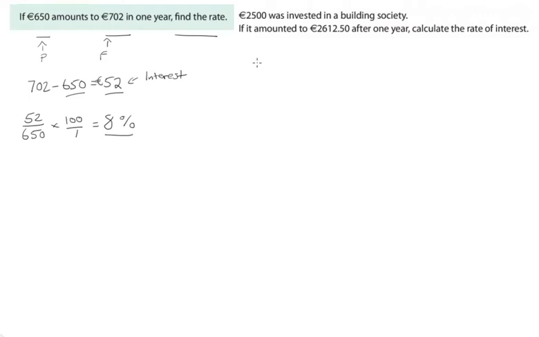Okay, so this question here, we do the same thing. We take the final amount, which is 2,612 and 50 cents, and we subtract 2,500. That will give us 112 euros and 50 cents. This is the amount of interest earned, so I put the amount of interest earned over the principal and I multiply by 100 over 1.